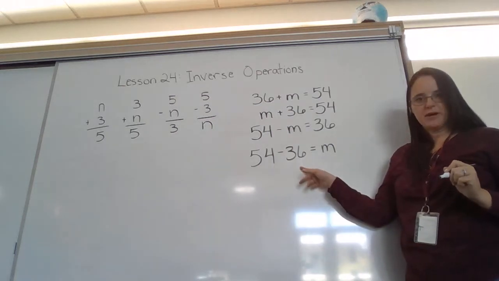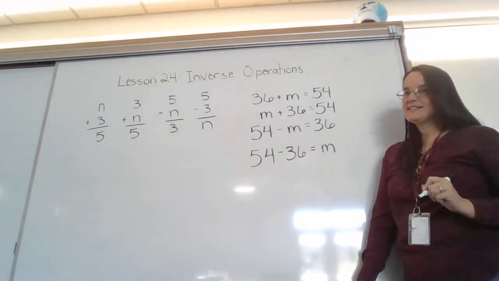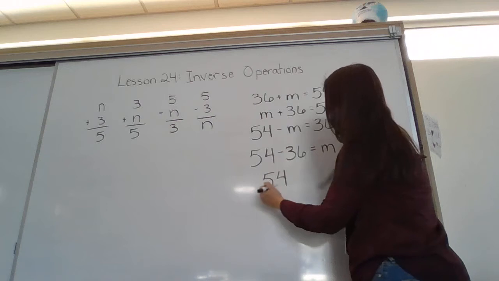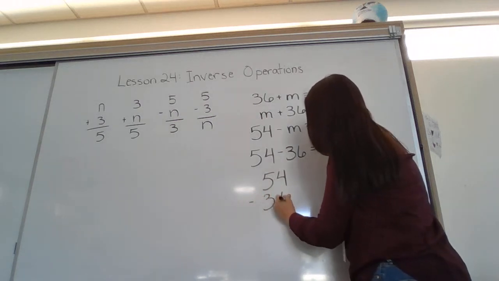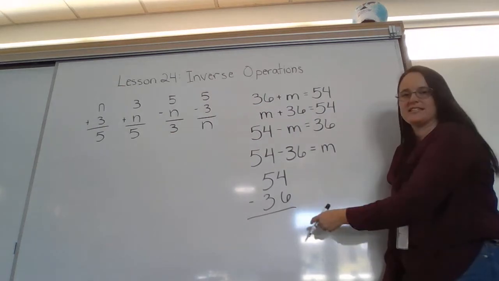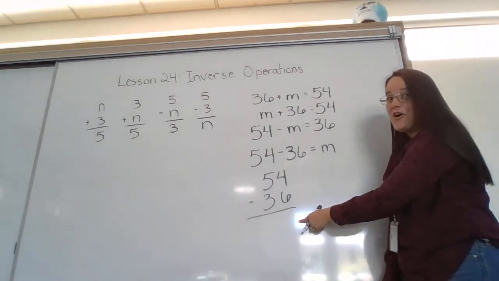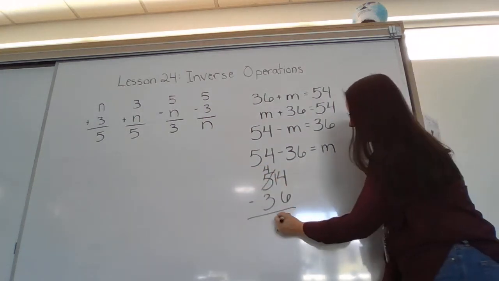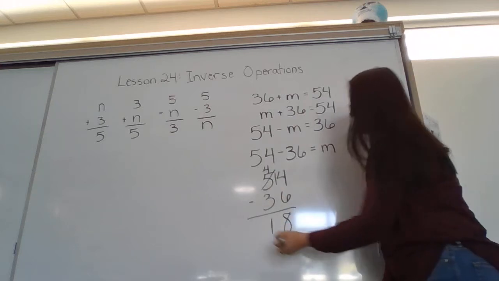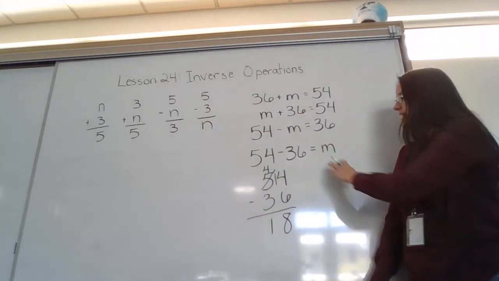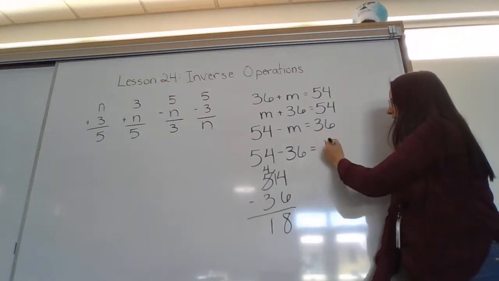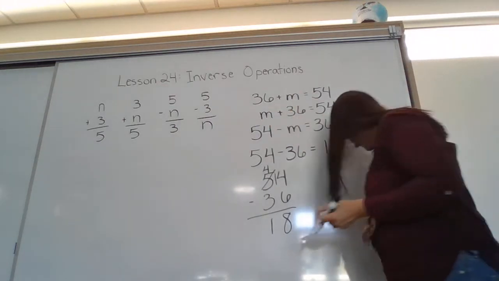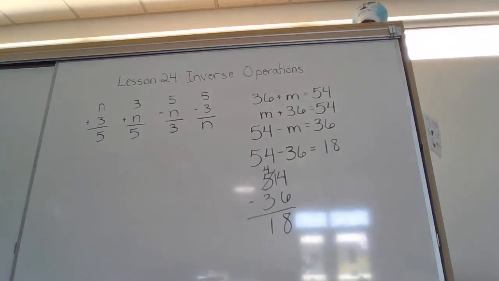If I do this subtraction problem, do you think I'll find the answer? Yes, I think I will. So I'll write vertically, because I don't like doing horizontal math. 54 minus 36 will solve this problem. 4 minus 6 is 2, right? No, I have to borrow. 4, sneak in my 1 there. 14 minus 6 is 8. There we go. And then 4 minus 3 is 1. So what is m? M must be 18. 18 is the other part of this fact family.